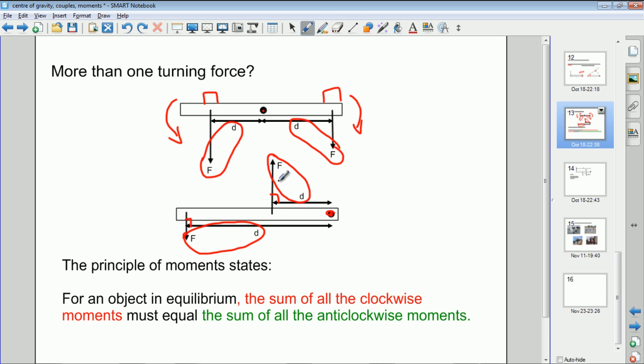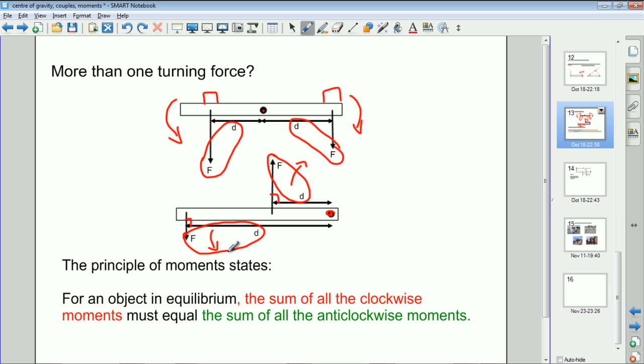So this one here tends to turn the object that way. So even though it's to the same side of the pivot, it's causing an opposite turning moment because this force is acting upwards and this force is acting downwards. So this one causes a clockwise moment and this one here will cause an anti-clockwise moment.